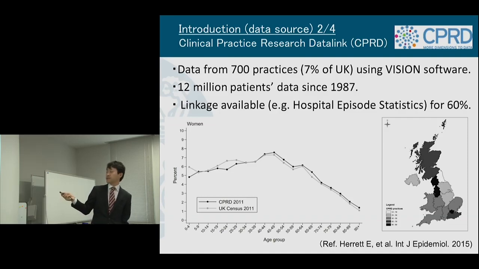But it's not representing geography and socioeconomic status, because CPRD started from London. And density, or the number of practices participating in CPRD, is higher in London and the northern area of the UK. And another strength of the database is linkage to the inpatient database as well as the cancer registry and myocardial infarction registry for 60% of the cases in CPRD.